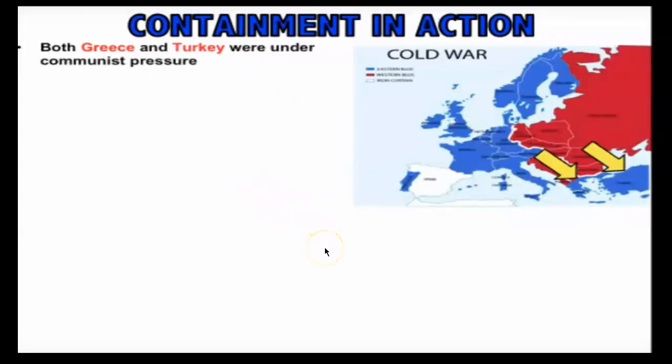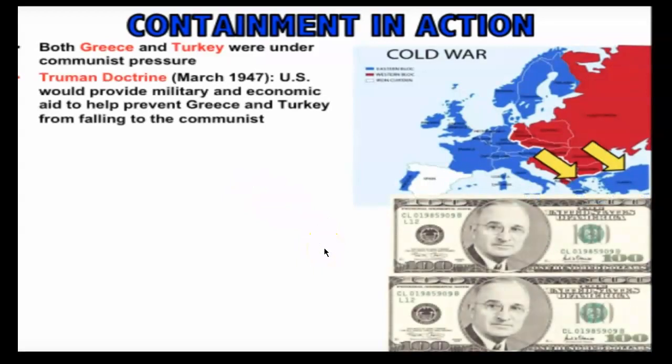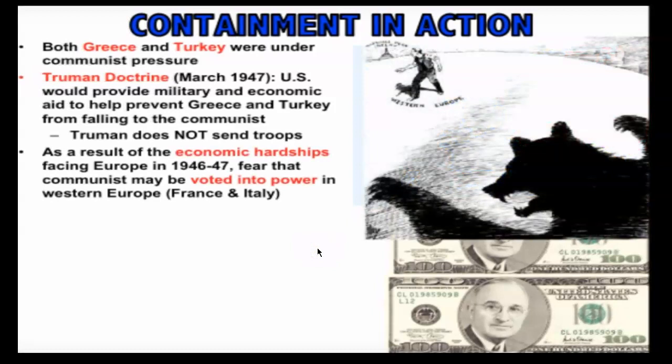So the containment policy in action first took place in Greece and Turkey. Both countries there were under Soviet pressure. President Truman called on Congress to send $400 million to Greece and Turkey for fear that those countries would fall to communism. Truman did not send troops. As a result of the economic hardships that were facing Europe in 46 and 47, and fear that communism may be voted into power in Western Europe, like France and Italy, this was one of the main reasons why we decided to help these countries and to rebuild Europe.